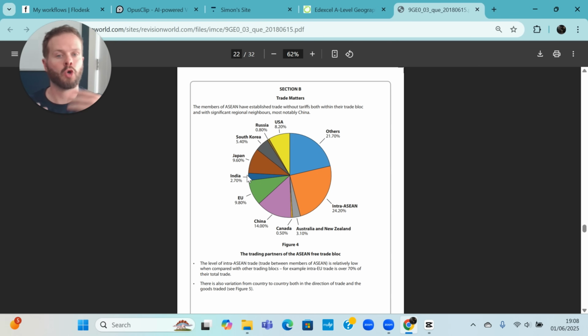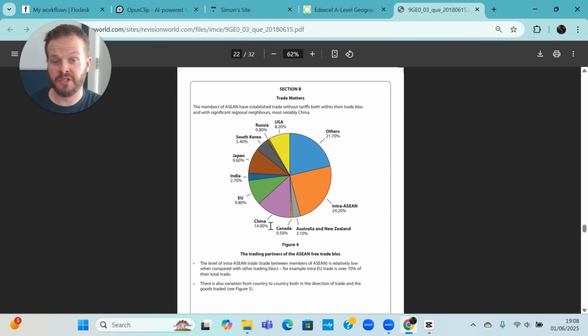So again, I'm thinking in terms of core, periphery. I'm thinking core periphery theory. I'm thinking world systems theory. But again, what I can also see is that intra-ASEAN trade is the largest category. So it does show promise in terms of them being self-sufficient within their own trade bloc, mirroring that of the EU potentially at some point in the future.